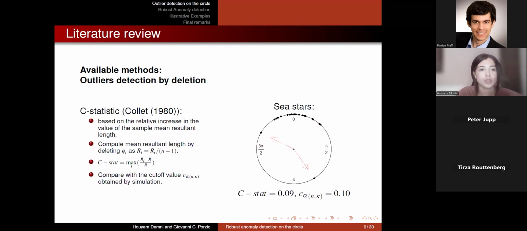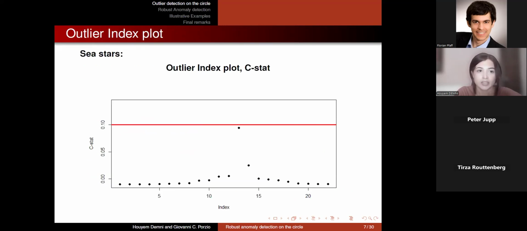If we look at the C-stat proposed by Collett, which is based on the relative increase in the value of the sample mean resultant length, then we compute it and get our threshold through simulations, we see that the two points which are candidates to be outliers are not detected. This is also obvious when moving to the outlier index plot. The solid red line is our threshold, and none of the points is declared as an outlier.